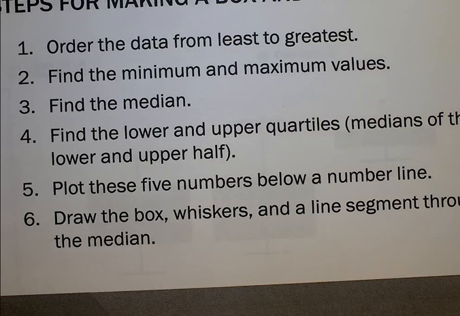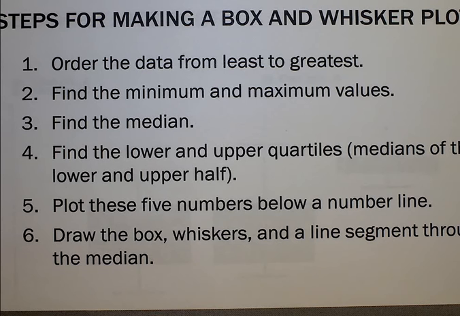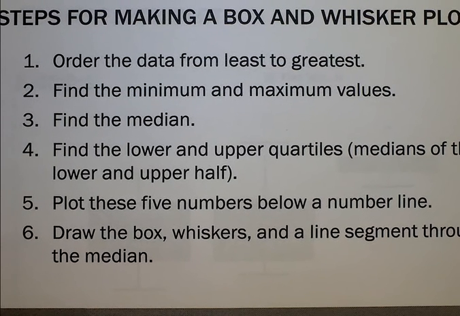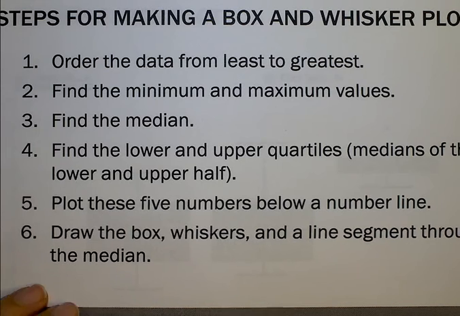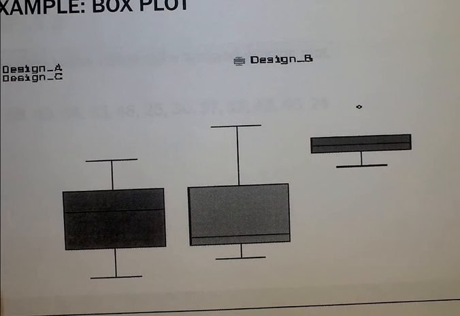All right, we have some very specific steps for making our box and whisker plot. Step 1 is you need to order the data from least to greatest. Step 2 is you need to find the maximum and minimum values. Step 3, you need to find the median. Step 4, you need to find the upper and lower quartiles, which are just medians of the upper and lower half. You're going to plot these 5 points on a number line, then you're going to draw a box and whiskers and a line segment through the median. Here are some examples of a box plot.